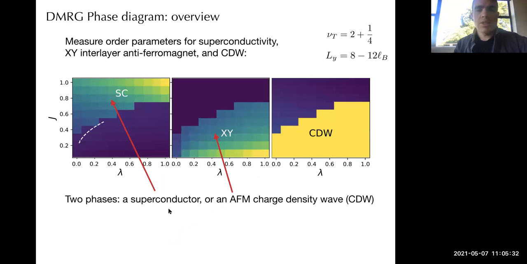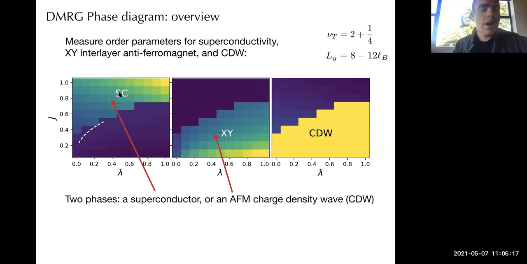Okay, so let's actually see this sort of data. What we're going to do is fix some particular degree of doping. This is for 2 + 1/4 filling. And then we're going to measure several order parameters. We're going to test for superconductivity. We're going to test for XY antiferromagnetism between the two layers. And then by looking at the density, we're also going to check for a charge density wave or Wigner crystal. I'll dive into what these order parameters are in just a second, but you can see a schematic plot of the actual phase diagram here. And indeed, you get strong superconductivity for larger J and the XY ordered charge density wave for smaller values.